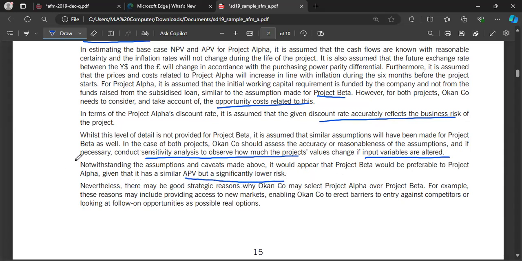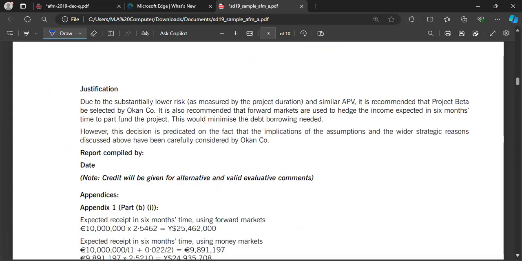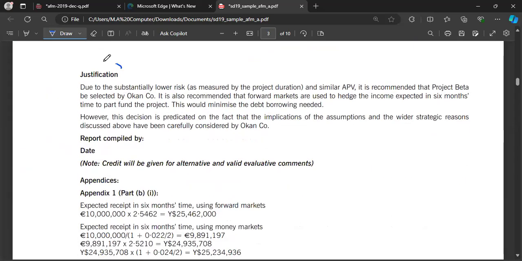So now when you are recommending, you are getting the marks for the evaluation of which project should be accepted. Nevertheless, there may be a good strategic reason why Okan may select project alpha over project beta. For example, the reasons may include providing access to new markets, enabling Okan company to create barriers to entry against competitors, or looking at follow-on opportunities as possible real options. But then you have to give the conclusion and the report compiled by and the date.